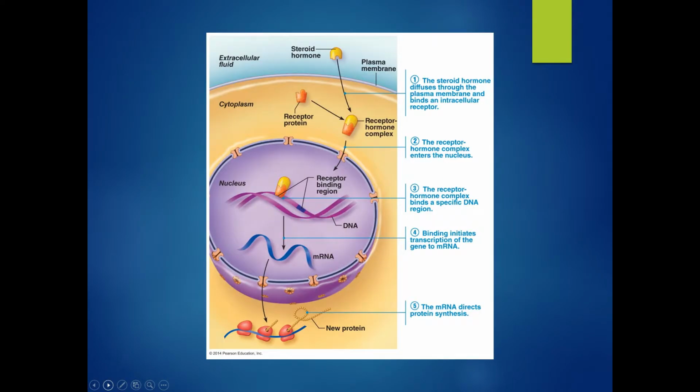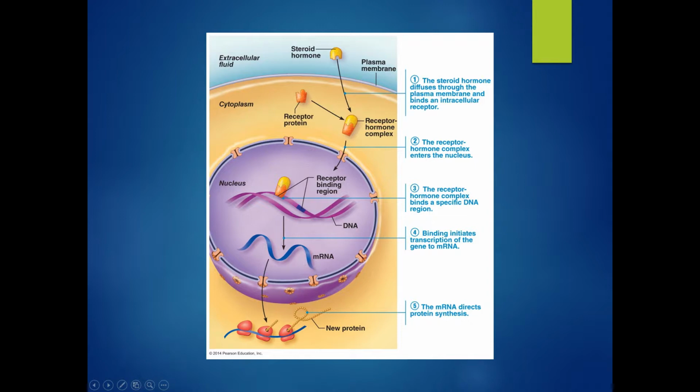Okay, then we have intracellular receptors and nuclear receptors. And these are going to be the ones that the steroid hormones use. So here is the steroid. Because they are lipid soluble, they're going to be able to pass through the plasma membrane and bind to either an intracellular receptor or a nuclear receptor. In this picture, this just shows a cytosolic receptor. So it binds, and then the receptor hormone complex come in.